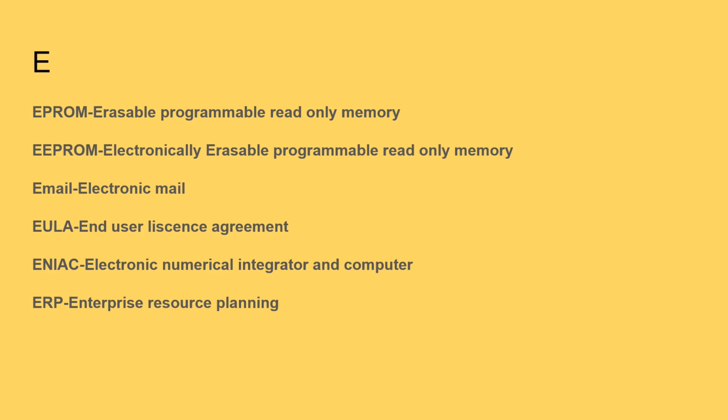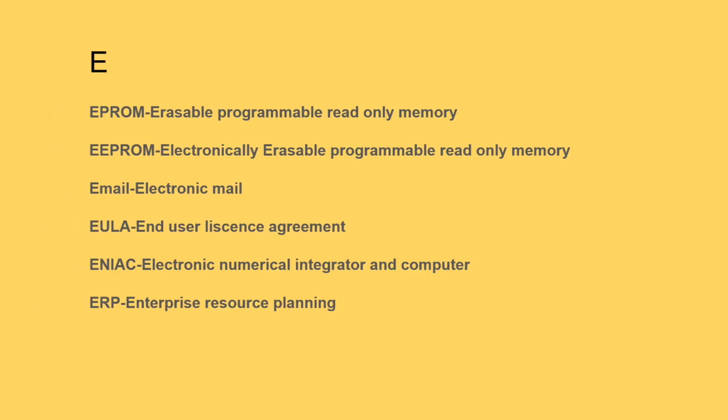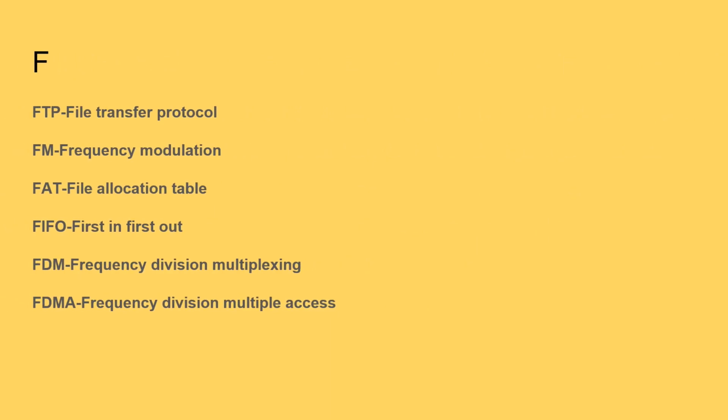ERP, Enterprise Resource Planning. ERP is usually referred to as a category of business management software. Next is FTP, File Transfer Protocol. FTP is a standard network protocol used for the transfer of computer files between a client and server on a computer network. FM. The FM means frequency modulation. This is also a modulation technique.